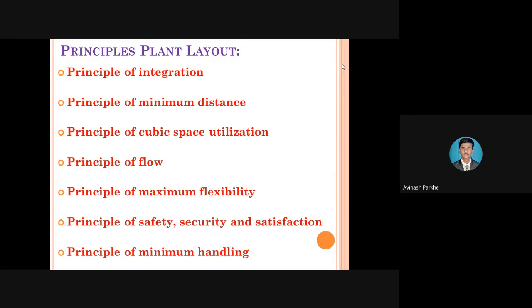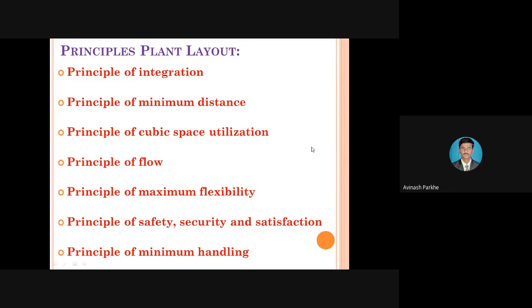And I have to explain simple things through this first principle. If there is proper integration between the man, machine, and material, and whatever other services are there, this utilization should be in such a way that we utilize all the important resources, due to which your productivity can increase. So this is the first principle, which is called the principle of integration. Then the second principle is called the principle of minimum distance.